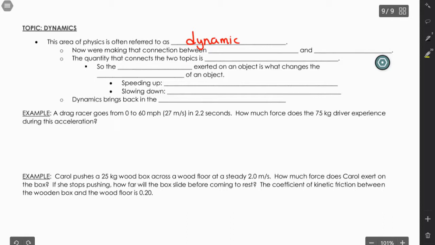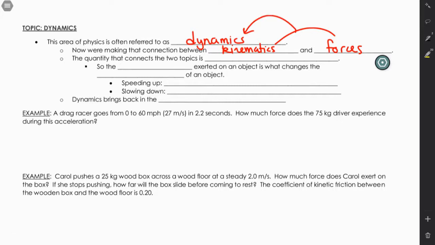Right, this is our putting it all together. Now we're making that connection between kinematics or motion, right? So that one-dimensional motion and forces. So we're putting it all together. Take these two, they combine into dynamics, okay? Now the quantity that connects the two, again, is acceleration.